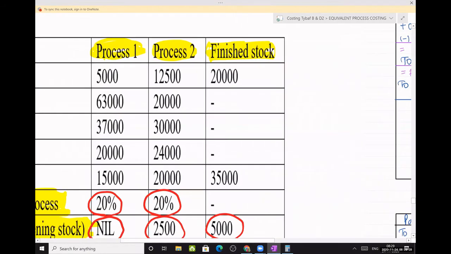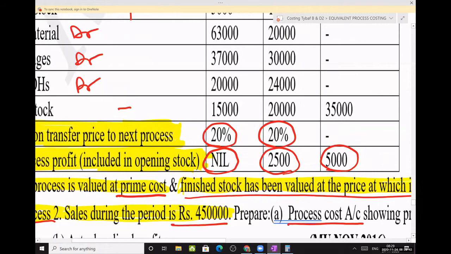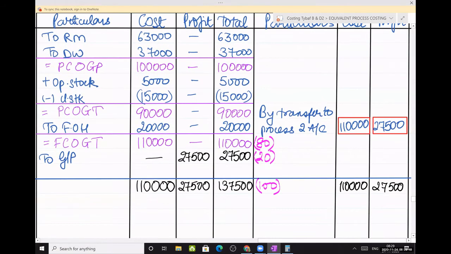If we look into the profit percentage, just check. See, profit percentage on transfer price to next process. कितना percent दिया? 20%. Right? So 20% on transfer price value. 20% on transfer price. तो ये है मेरा transfer price. अभी मैंने बताया ना, it keeps your concept C plus P is equal to T transfer price. ये base है, base is always 100. So if this is 100, this is 20, then this will be obviously 80.